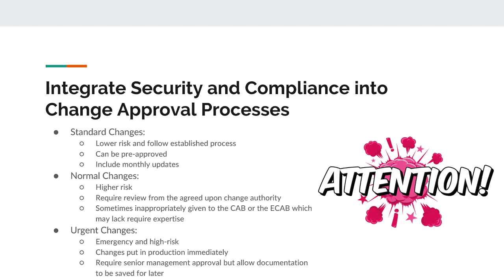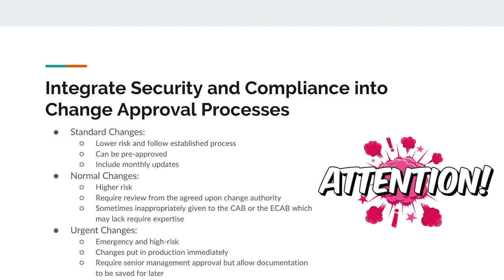They tend to be higher risk than standard changes and require review or approval from the agreed upon change authority. Many organizations inappropriately place the responsibility on the Change Advisory Board, or the CAB, or the Emergency Change Advisory Board, known as ECAB. They might lack the required expertise to understand the full impact of the change, which can lead to long lead times. We will notice this more in large code deployments.